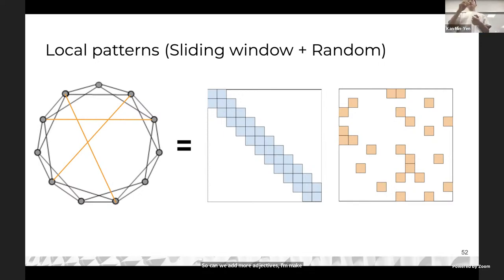Yes. As you can see here, we just add some random edges. Previously, if this node wanted to attend to these distant nodes, it would need to go through several edges, but what if we add these random edges here? This random attention allows more pairs to communicate with each other.